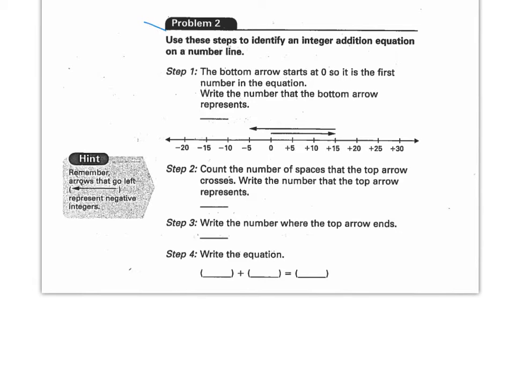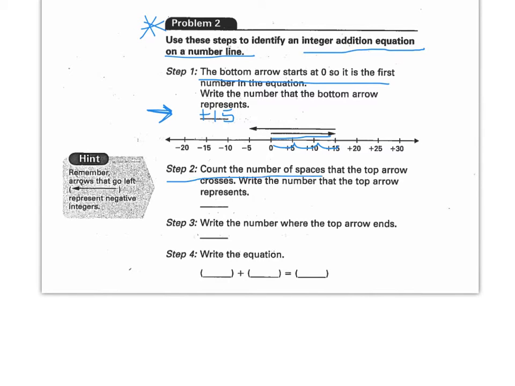Here's another example. Problem 2. Use these steps to identify an integer addition equation on the number line. They've given us the arrows. We need to figure out what the addition statement is. The bottom arrow starts at 0. So that's the first number in the equation. And we look at the arrow, it is moving to the right. And it is moving 5, 10, 15 spaces. So our first number is +15.